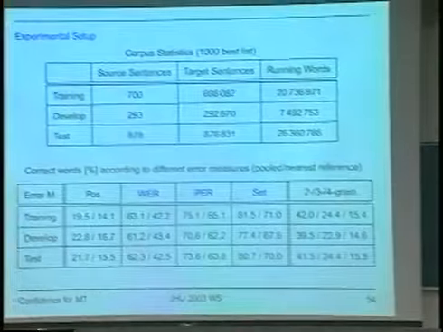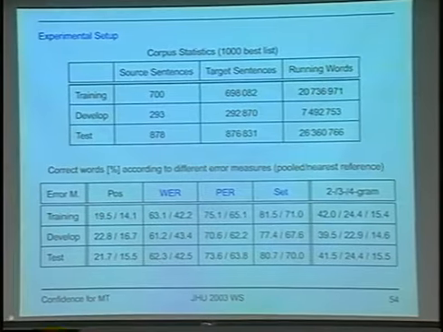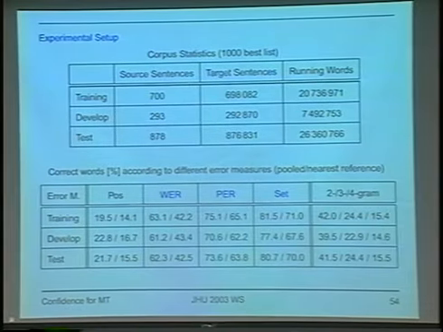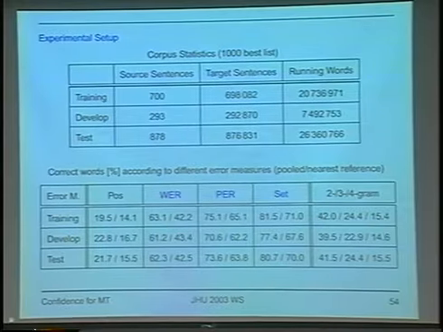Okay, so one slide about the experimental setup. For the word level features, we work with a set of 700 source sentences, roughly 300 source sentences for the development set, and the same test set as for the sentence level. And we took the 1000 best lists, so the number of target sentences is given here, which yields around 20 million running words in the training corpus, 7.5 million running words in the development corpus, and 26 million words in the test corpus.